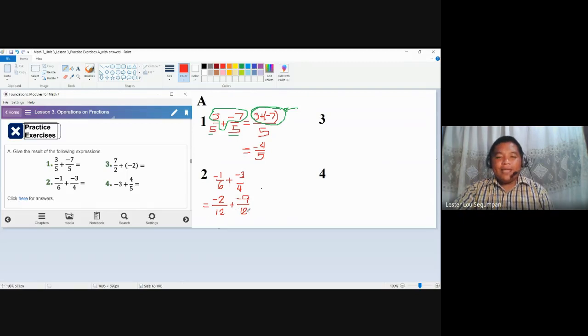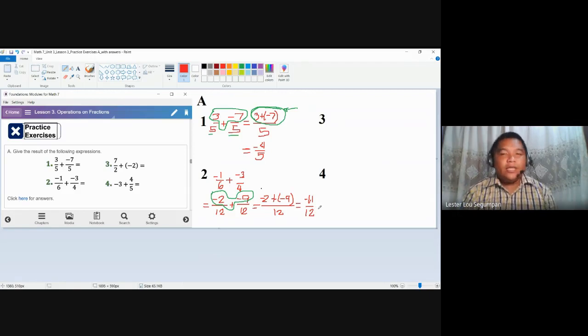Now that we have the same denominator, we can just simply combine them and place one denominator and operate the numerators here. Okay, so you have here negative 2 plus negative 9. Again, when you look at the numerator, that is actually operations of integers. So you have to add negative 2 and negative 9, adding numbers with same sign. So 2 plus 9, 11, copy the same sign, over 12.